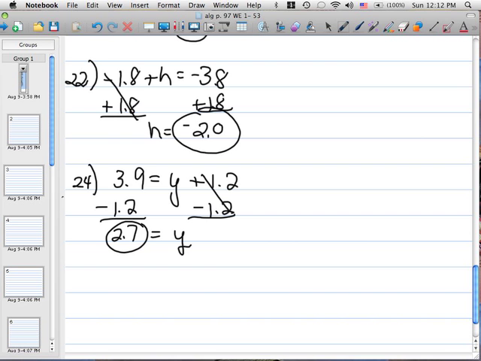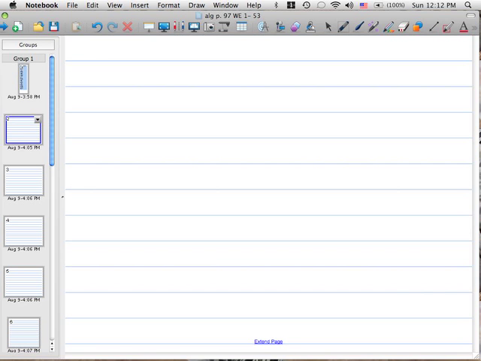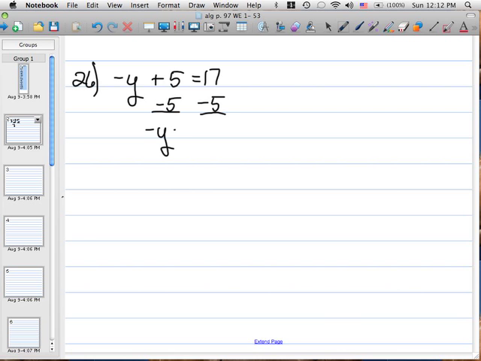The next section you're going to see the variable have an opposite sign in front of it, so that's going to affect our answer. So 26, the opposite of y plus 5 equals 17. We want to get this by itself, so we still subtract 5 from both sides. Now we have the opposite of y equals 12. Therefore, y must be the opposite of what number makes 12. Y must be negative 12.